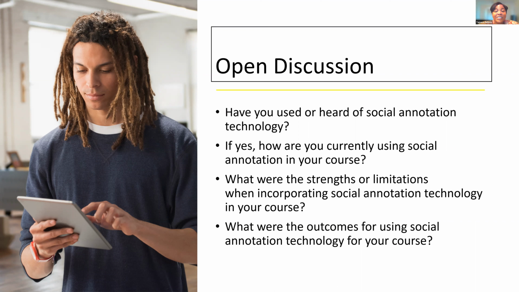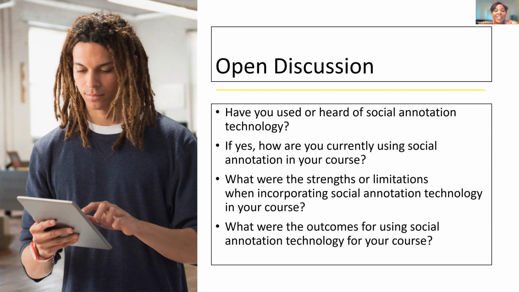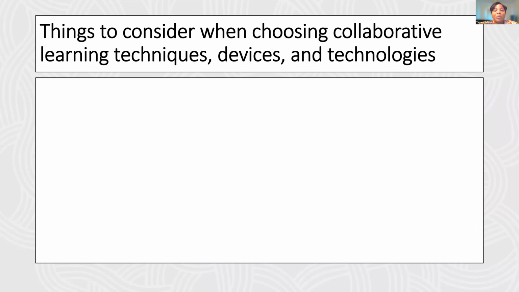Does anyone else have any other experiences with social annotation tools that they would like to share? Okay. So that brings us to the next thing. We've covered our major collaborative learning technologies, also collaborative learning techniques and devices. So now we want to think about what to consider when choosing our collaborative techniques, devices, and technologies. Some of the things we did discuss, such as the strengths and limitations, and some of the things we did address as far as preparing students for how to use especially devices and technologies.